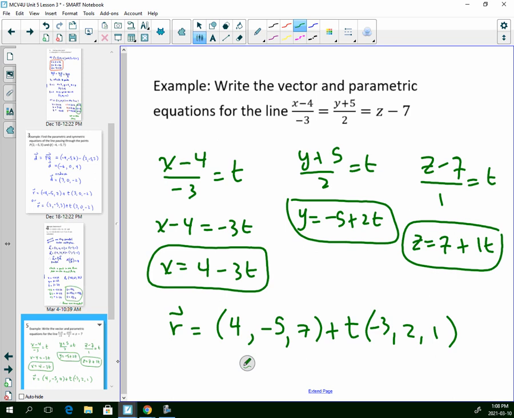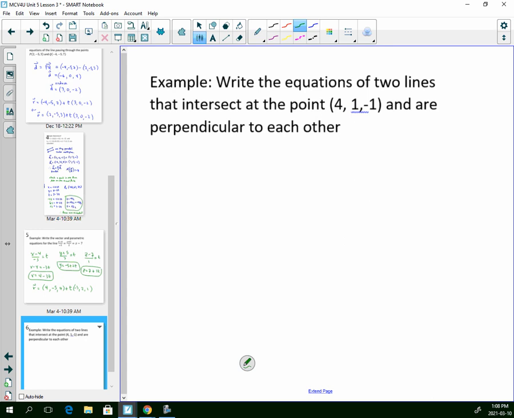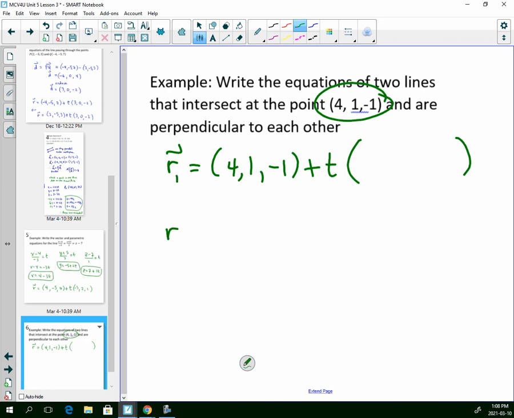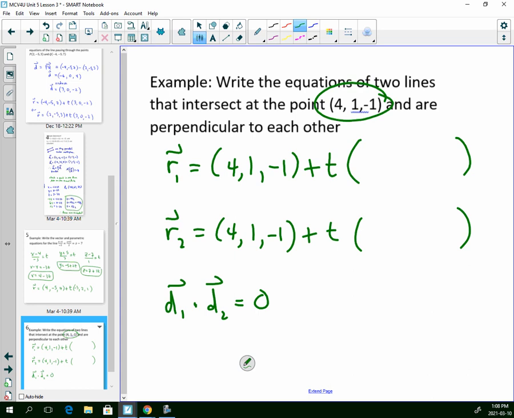All right, last one. Write the equations of two lines that intersect at the point and are perpendicular to each other. Okay, so there's going to be lots of answers for this. So it has to contain this point. So I know it's going to contain the point 4, 1, negative 1. Then I have to figure out a direction vector. So both of these, vector line 1 and 2, they both have to contain the point 4, 1, negative 1. Okay, because that's where they intersect. So that's the common point. They have to be perpendicular to each other. So the direction vectors have to have a dot product of 0.